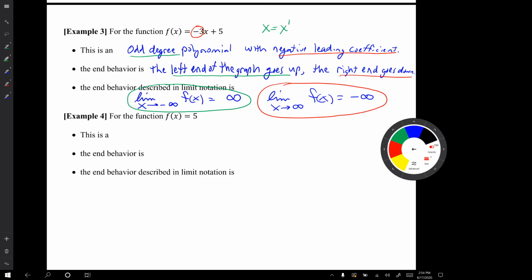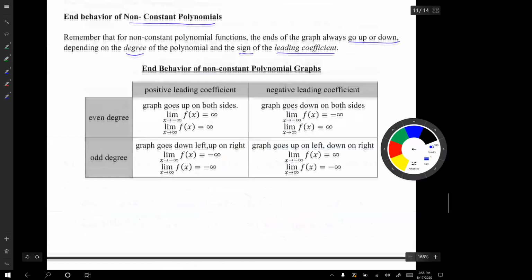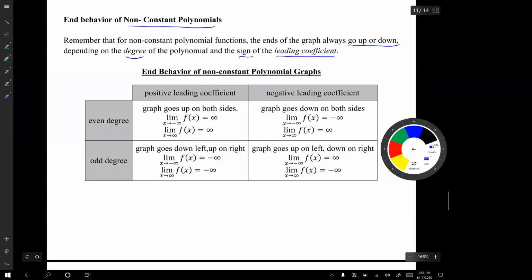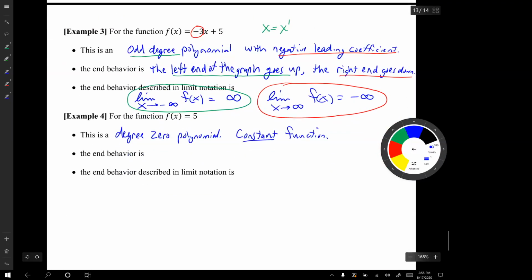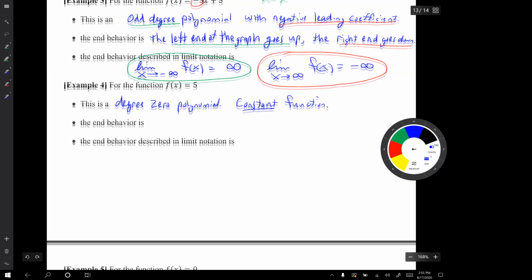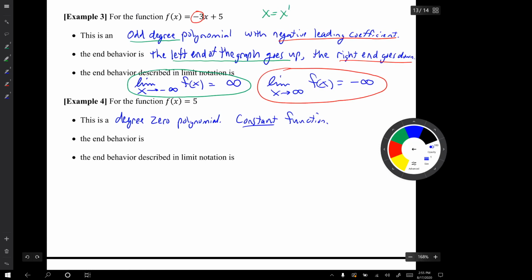Now, for the function f of x equals 5, this is a degree 0 polynomial. That is a constant function. Remember that our table only applies to non-constant polynomial graphs. So we just know by looking at this function what the end behavior is. The left end of the graph is constant at height y equals 5, and the right end of the graph is constant at height y equals 5.